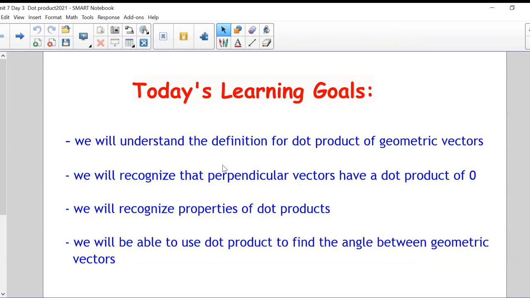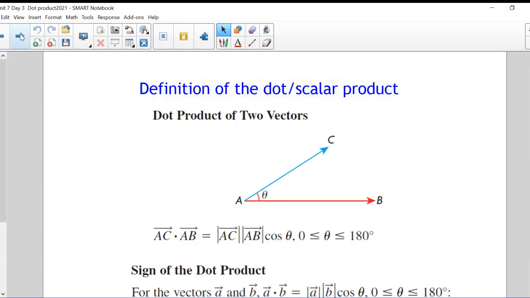But to understand the definition of a dot product, I want to get through both dot products and cross products with you before the end of this week. So today I'm going to tackle dot products. What's the definition of the dot product of geometric vectors? We're going to recognize that perpendicular vectors have a dot product of 0. We're going to recognize the properties of dot products, and we're going to be able to use dot products to find an angle between geometric vectors. So that's kind of where we need to go today.